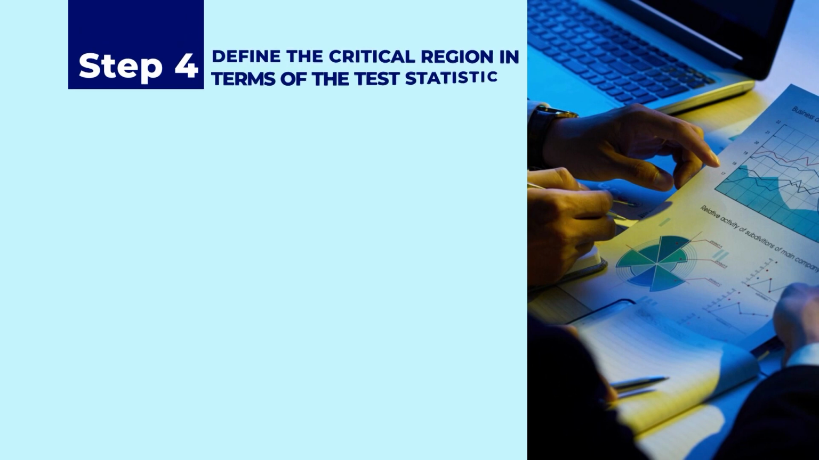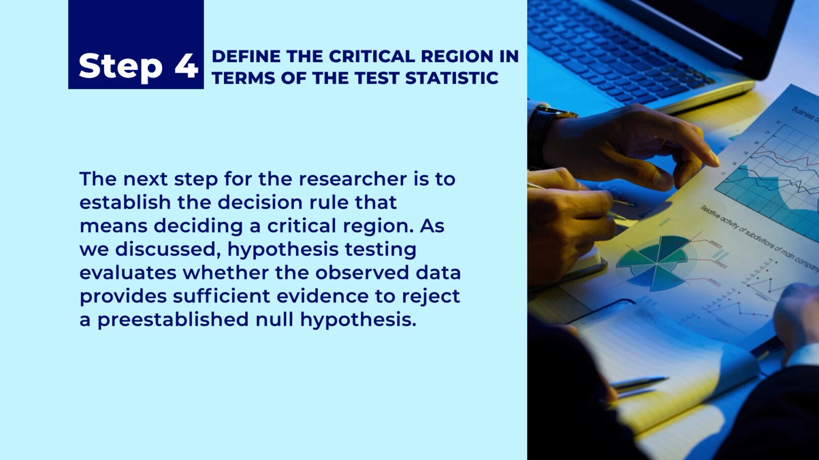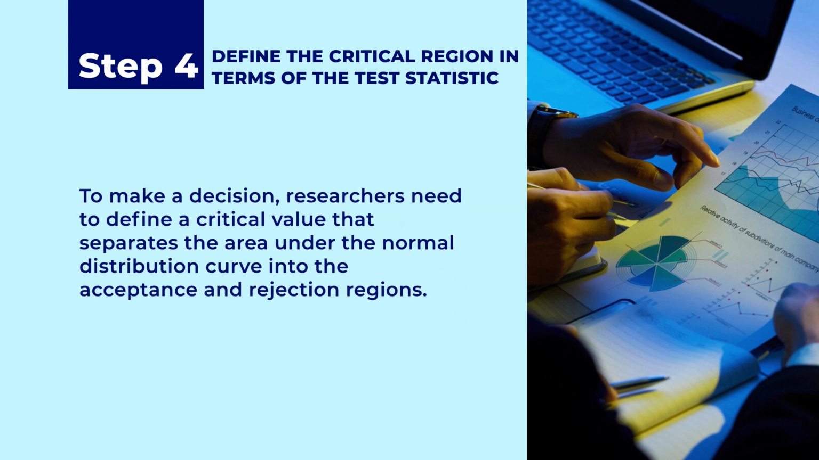Then, as step 4, determine the critical region in terms of the test statistic. So in this step, researchers try to establish the decision rule. That means deciding a critical region. As we discussed, hypothesis testing evaluates whether the observed data provides sufficient evidence to reject a pre-established null hypothesis. The critical area under a normal distribution curve helps to decide whether to accept or reject the null hypothesis. To make a decision, researchers need to define a critical value that separates the area under the normal distribution curve into acceptance and rejection regions.